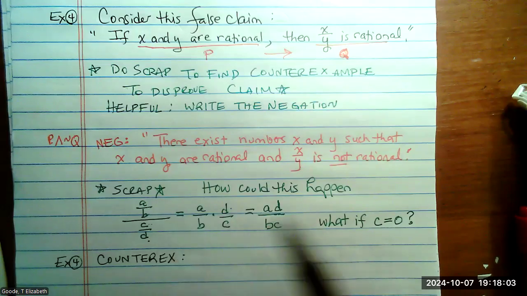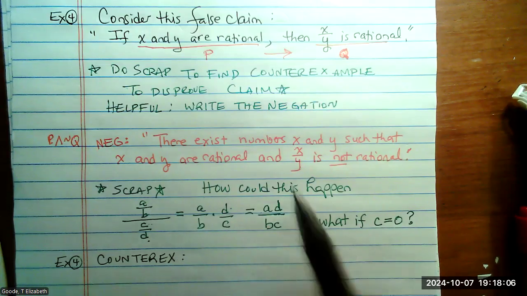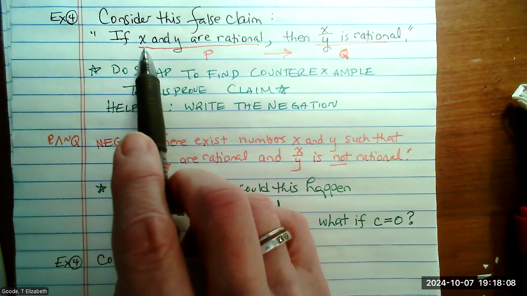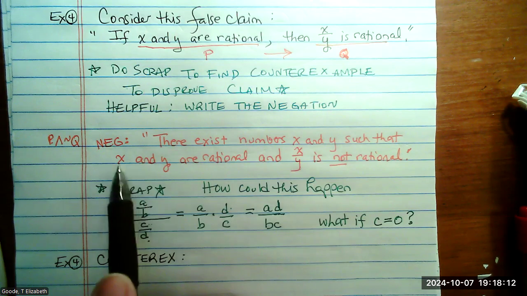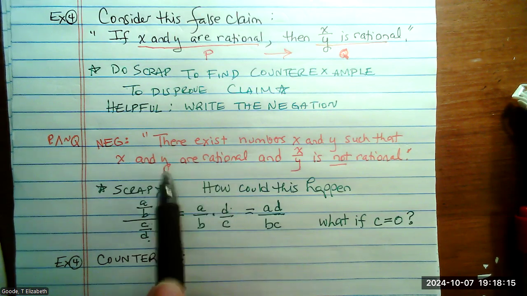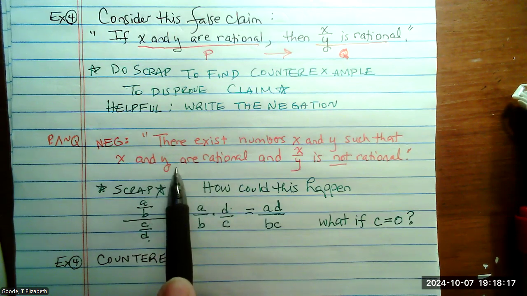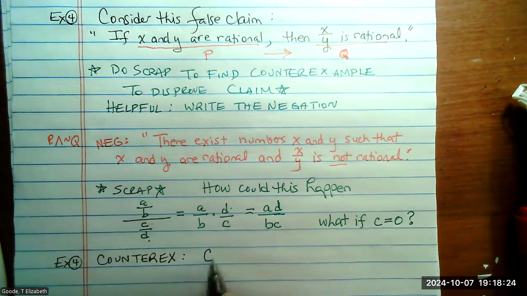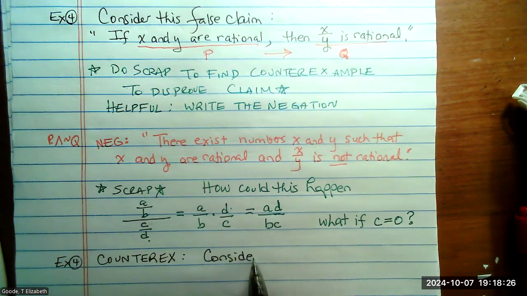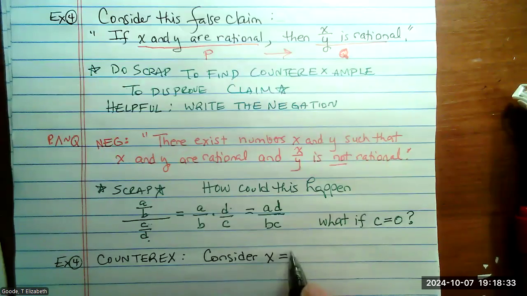So, hey, you can just pick your favorite rational number for X. We're finding an example of numbers X and Y where X and Y are both rational. We're going to pick 0 for Y, since that's rational. Pick your favorite rational number for X. I'm going to pick 3, but you can pick any rational number. You could pick 1/2 if that's your favorite. It'll still work out. Consider X equals 3 and Y equals 0.